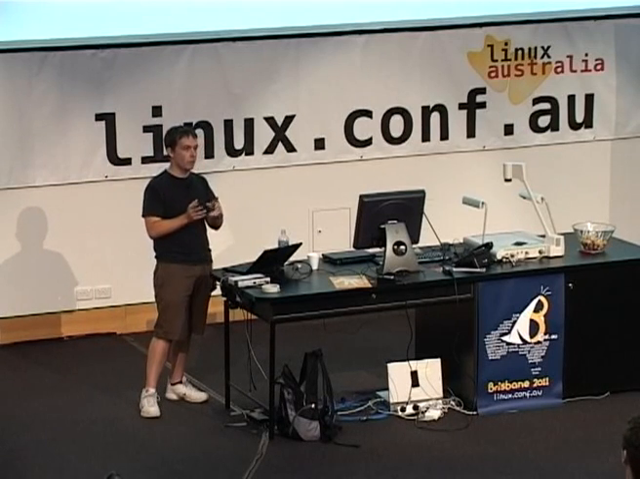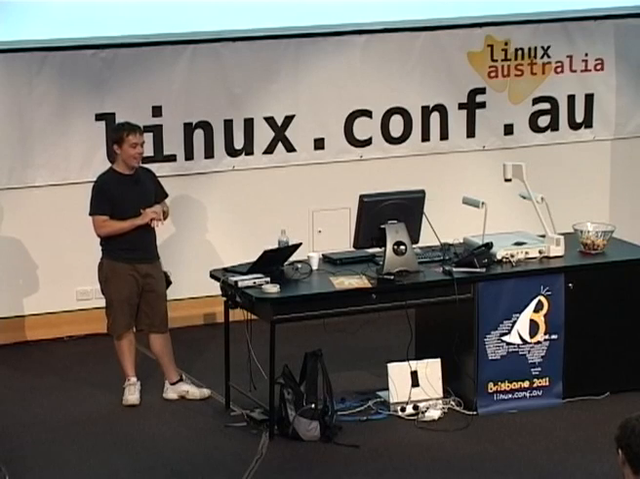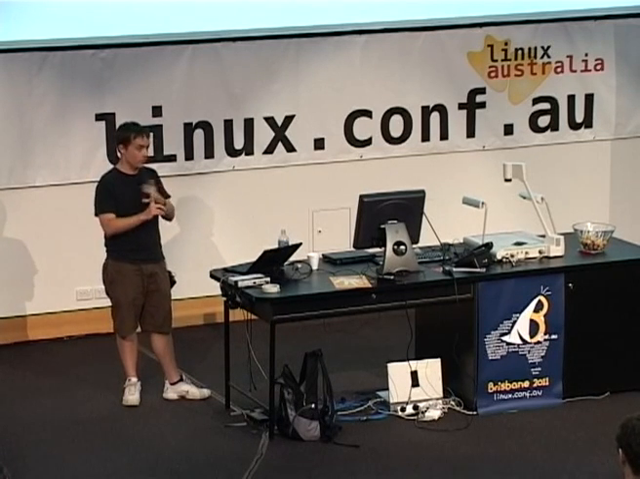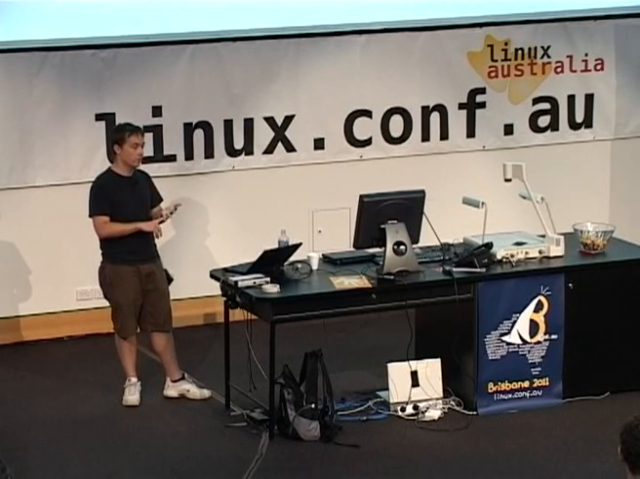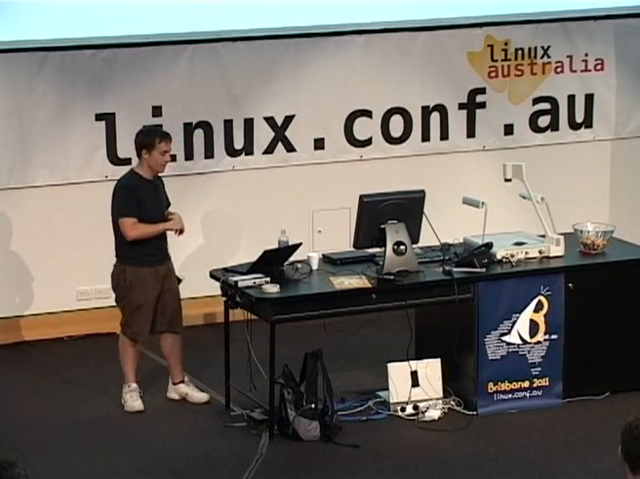A few other issues. We have a merged 32 and 64-bit kernel. I mentioned that these floating point traps are all hand-coded assembler, so actually getting them to work with 32 and 64-bit with different MMUs, and these run with the MMU on and off, making sure that all worked was somewhat not trivial, and thank you, Ben, for helping.